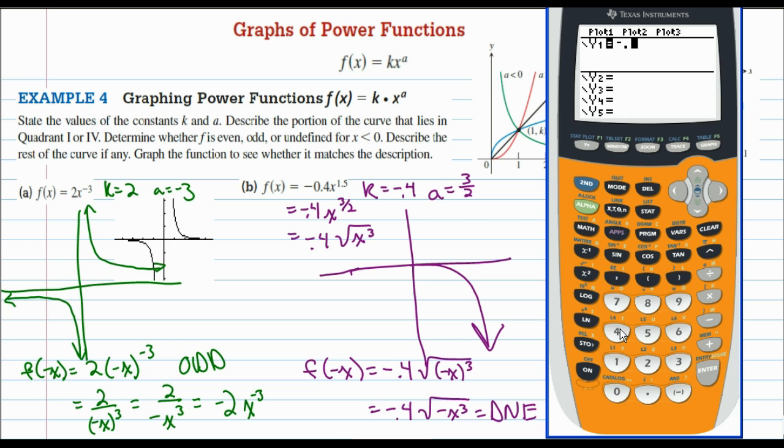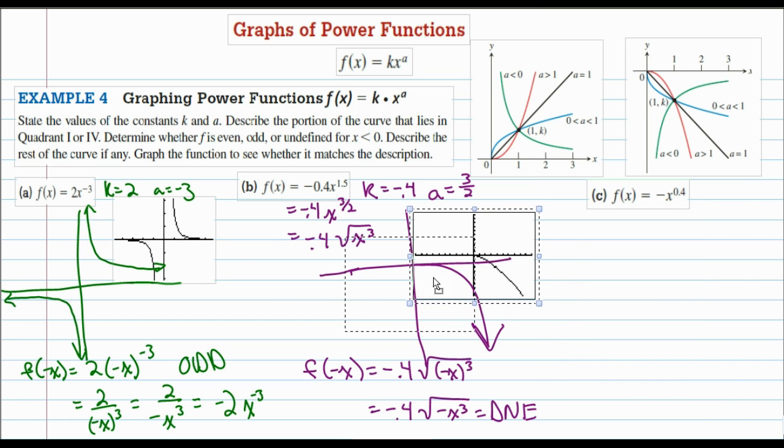Negative 0.4 x to the 1.5, graph. Nothing on the left. There it is. Right side only. I'll zoom 6 so we can see that a little bit farther away. Only the right side, and it's a stretched out parabola. It's skewed a little bit, but it definitely looks like a parabola there on the right.